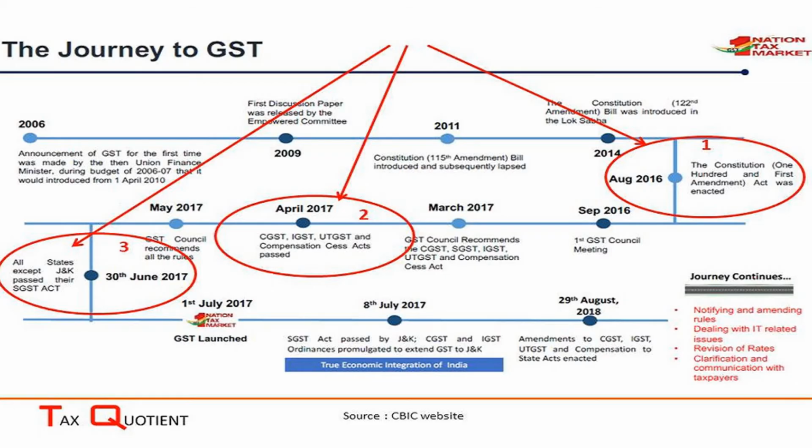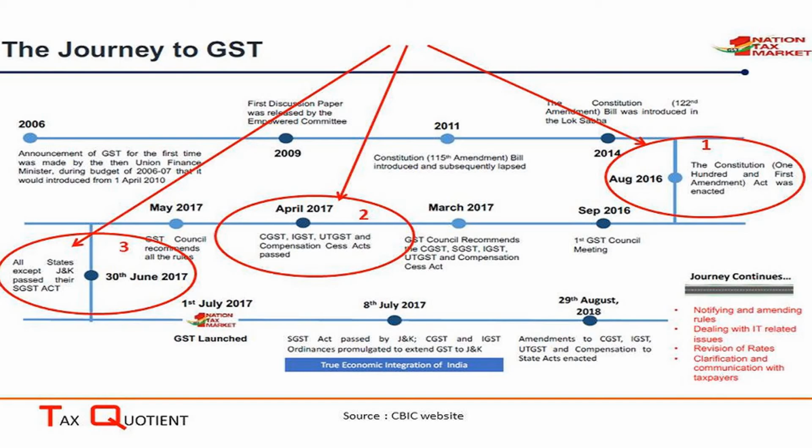Once the potential differences were resolved with the states, a number of steps were taken, which can be seen in the graphic. However, the three major events which are numbered are noteworthy. First, an enabling constitutional amendment bill was passed by both houses of the parliament on 8 August 2016 and thereafter ratified by more than 15 states.